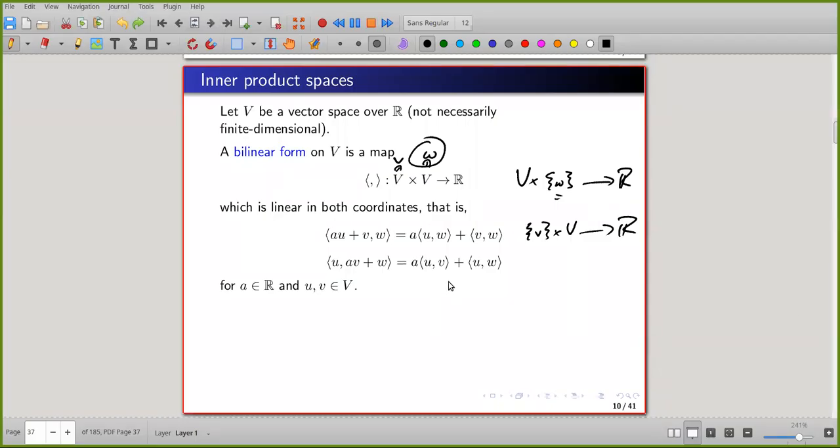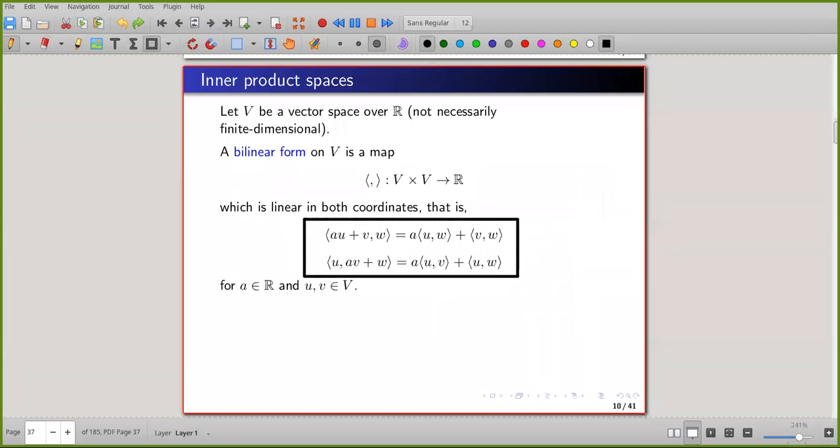Anyway, the precise definition is given here. But I just wanted to point out that the definition is what the name suggests.